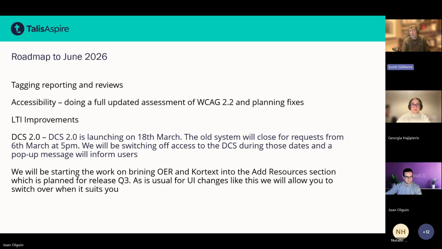And finally, we're going to be starting work on bringing OER and core text into the add resources section. So add resources, when you're in a list, you click on add resource and you can search your discovery system, Nielsen book data, your bookmarks to add to lists. We'll be allowing you to add other resources in there, so search OER databases, core text, and probably other databases as we go forwards, so you don't have to go elsewhere to search for those.